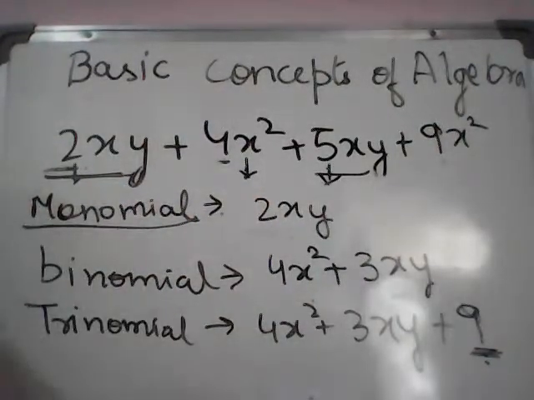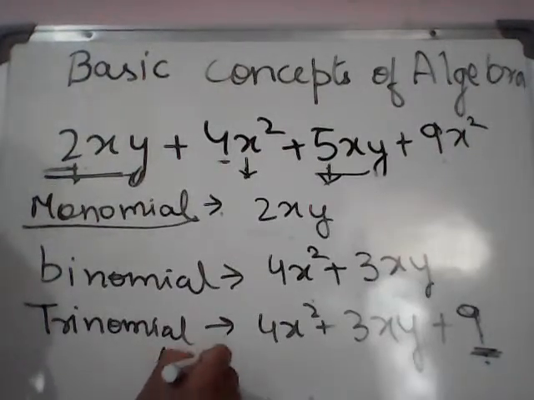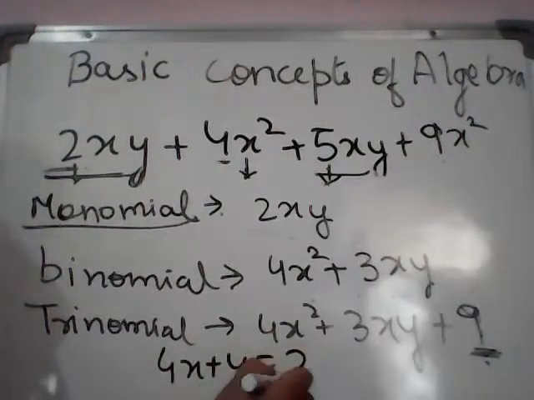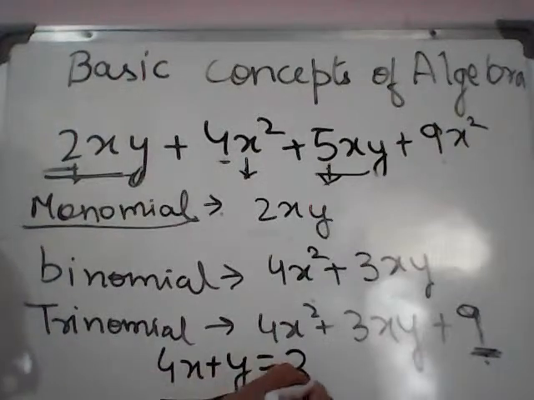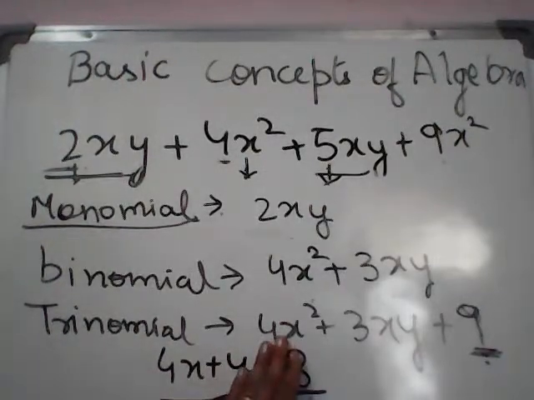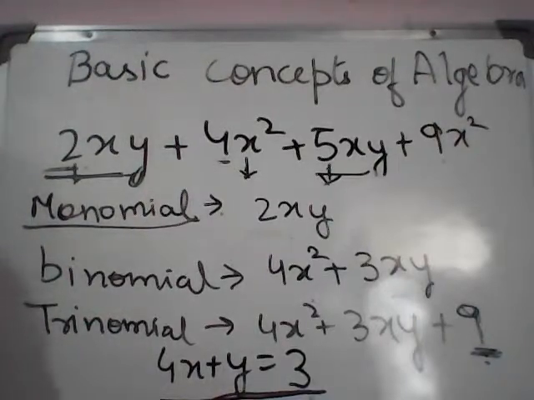And what is an equation? When we put something equal to, suppose we have 4x plus y is equal to 3, this will be an equation. And when we don't have anything equal to, this is an expression. Okay, is it clear?